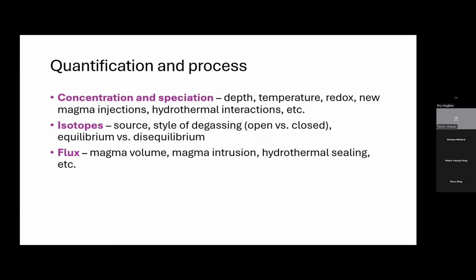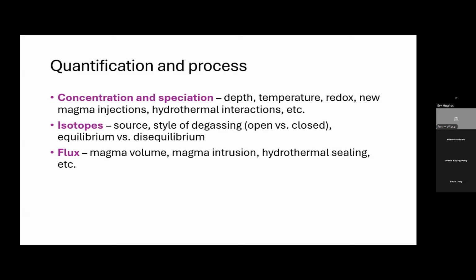And then we can also just measure how much gas is coming out, so the flux. And then we can link that to maybe the amount of magma that's degassing, if there's new magma coming in. And then I've also written here hydrothermal sealing. That's where essentially you've got precipitation of minerals in that hydrothermal system, and that can block the volcanic gas from being released. If it's released catastrophically, that can lead to an eruption itself.